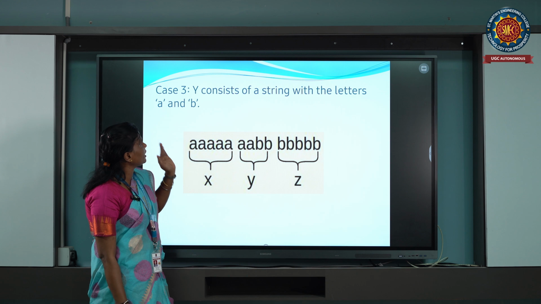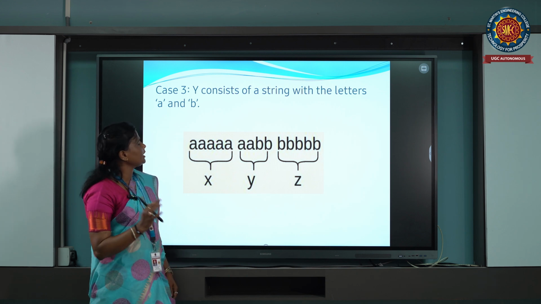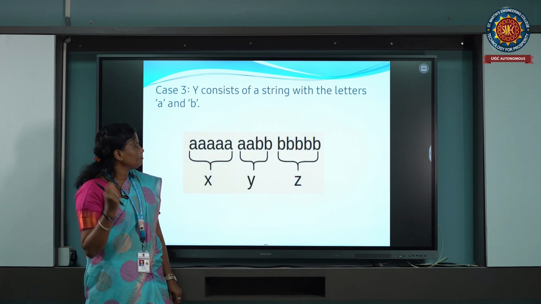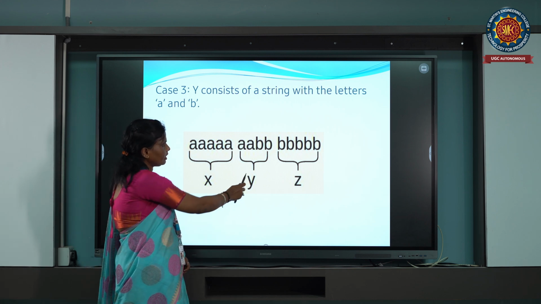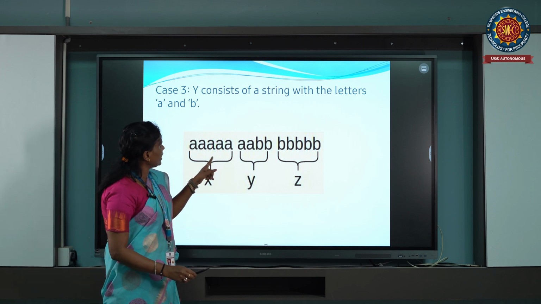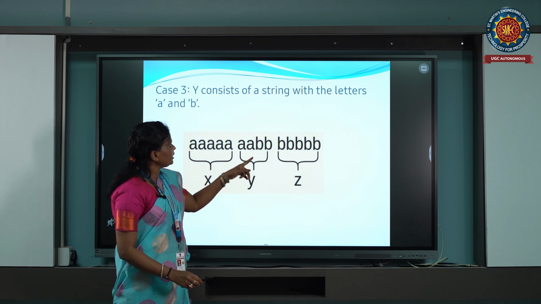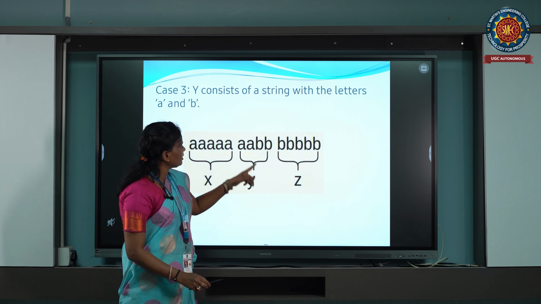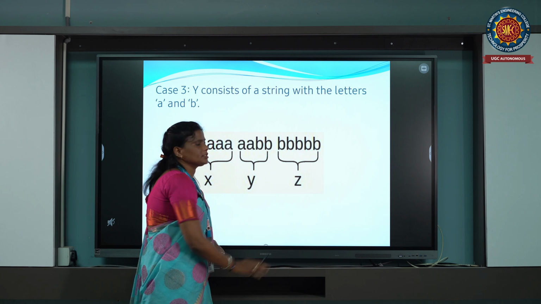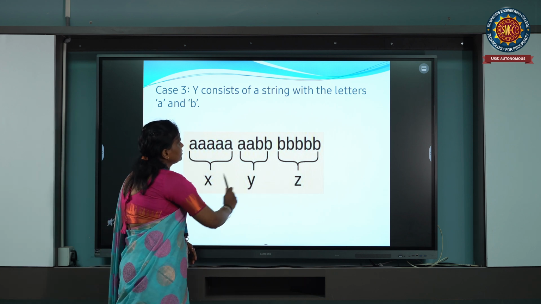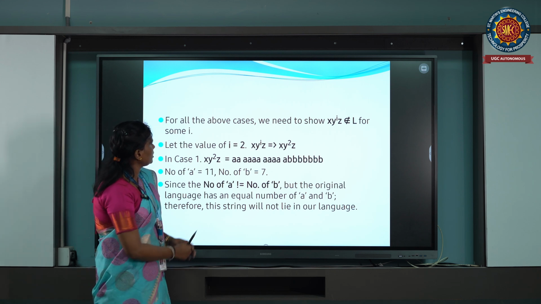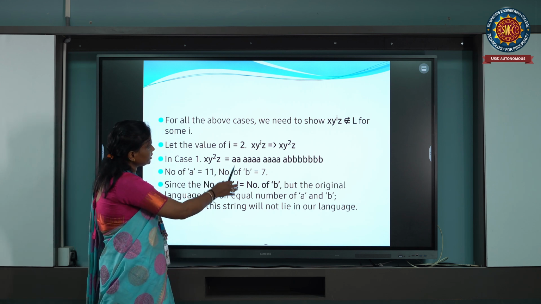Then the third case: y consists of a string with letters a and b. That means we will take both a and b symbols as y. So I take five y's, a's and ab, bb, aa and bb as y, and the rest of the symbols as z. Let's discuss by taking these symbols.